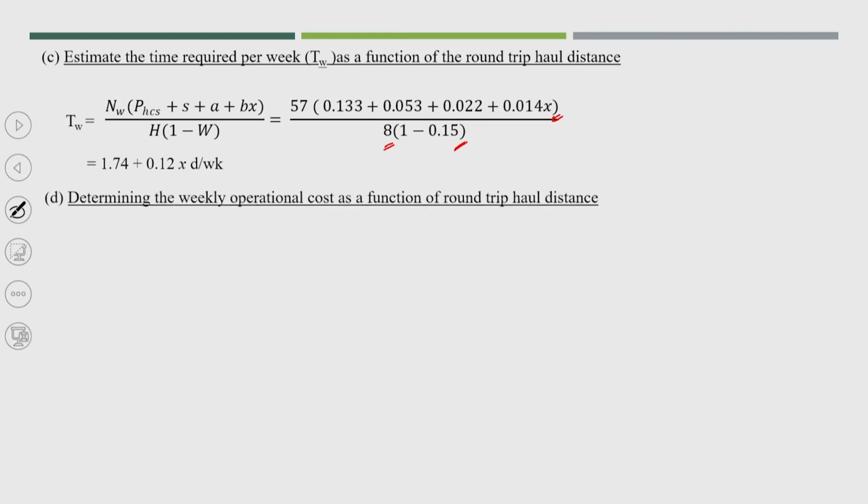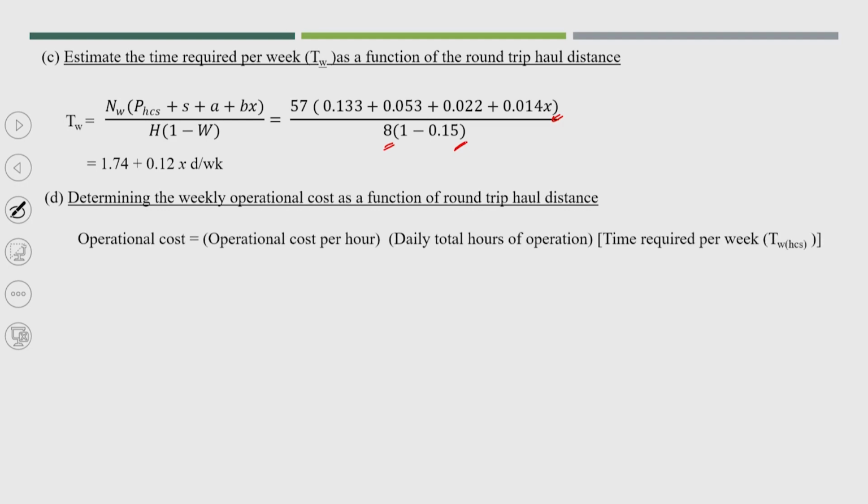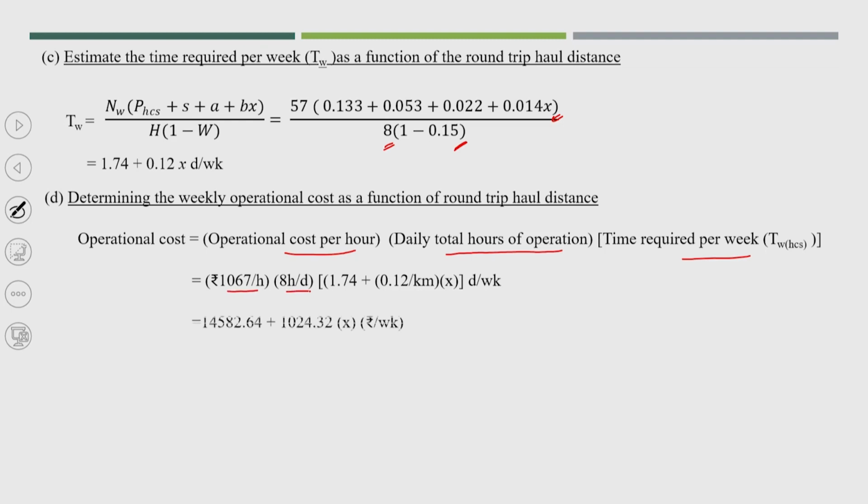Okay. Now we will determine the weekly operation cost as a function of round trip haul distance. We can calculate this operation cost from the operation cost per hour, the daily total operating hours, and the time required per week, that is the TW value. If you multiply them, we can calculate the operation cost. So the operation cost per hour, this is 8 hours daily operation, and this is the TW value we calculated. So this will be the equation for the operation cost.